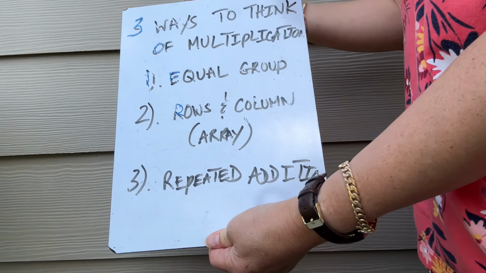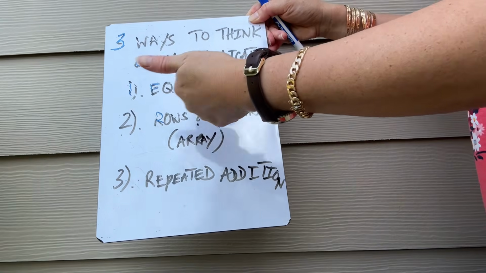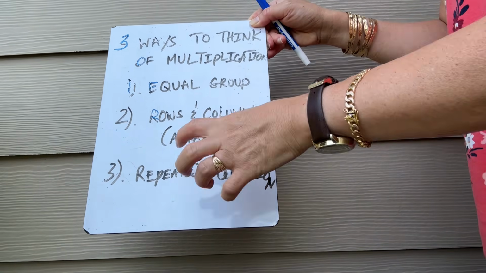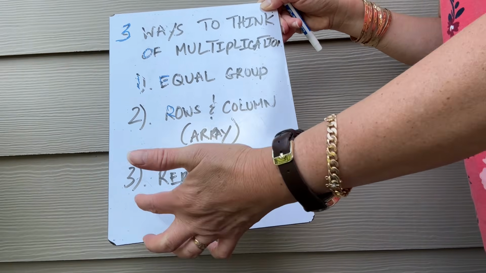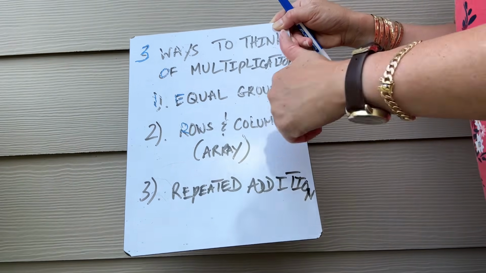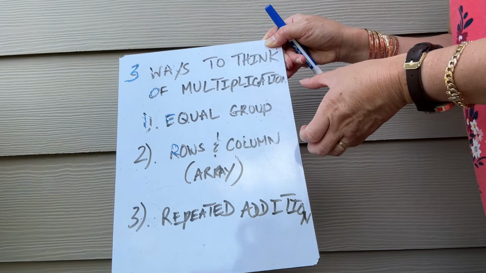That's learning the facts. They can start right here. 3 ways to think of multiplication: the equal groups, rows and columns, which is also called the array, and repeated addition. In all of these, it's basically repeated addition, but sometimes it appears in different forms, okay?